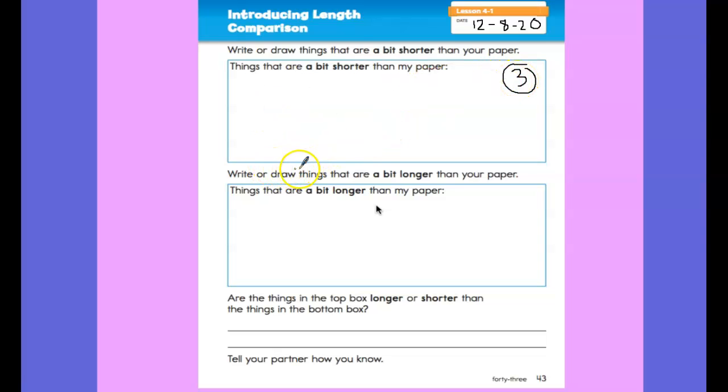Then write or draw things that are a bit longer than your paper. Okay, and again, I want you to think of at least 3 things. You can think of more than 3 things, but I would like at least 3 things.